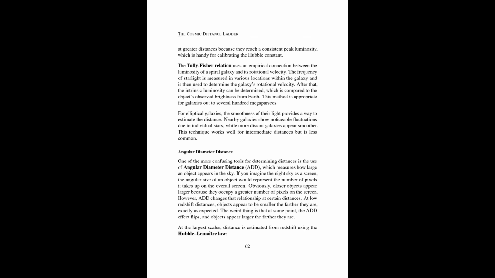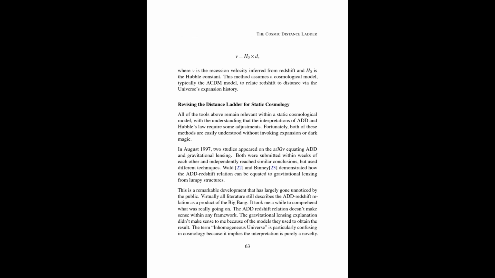At low redshift distances, objects appear to be smaller the further away they are. The weird thing is that at some point, the ADD effect flips, and the objects appear larger the further away they are. At the largest scales, distance is estimated from redshift using the Hubble-Lemaitre law. V equals the Hubble constant times the distance. This method assumes a cosmological model, typically the lambda CDM model, to relate redshift to distance via the universe's expansion history.